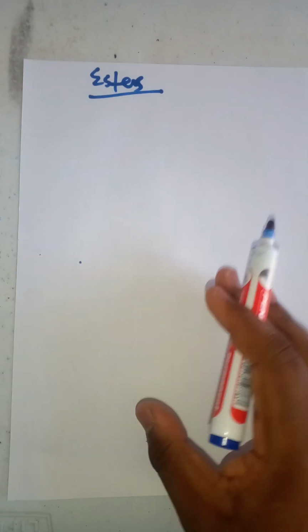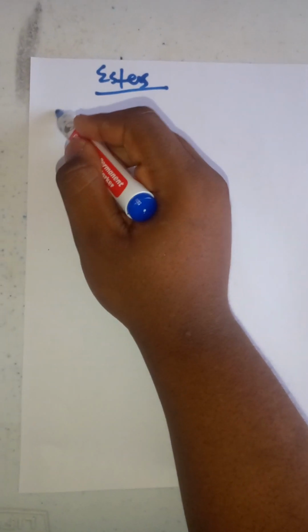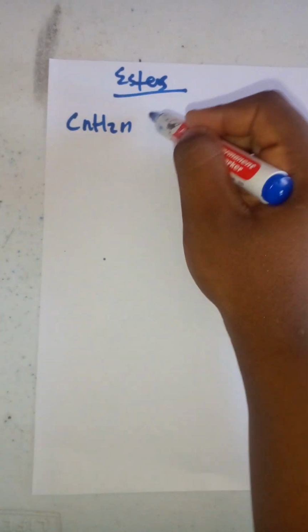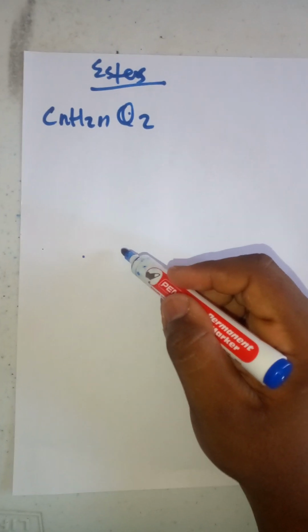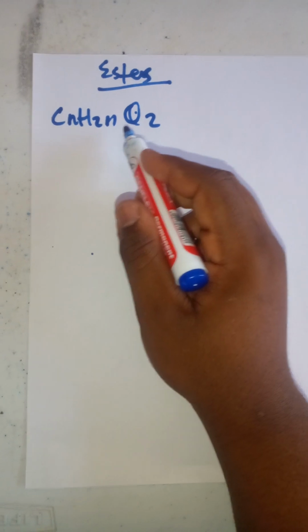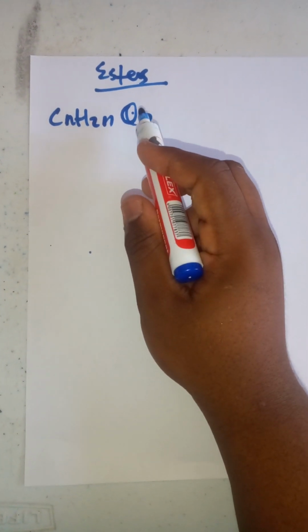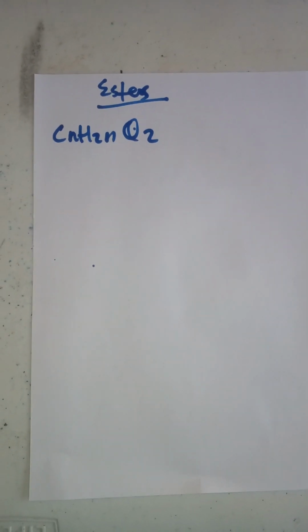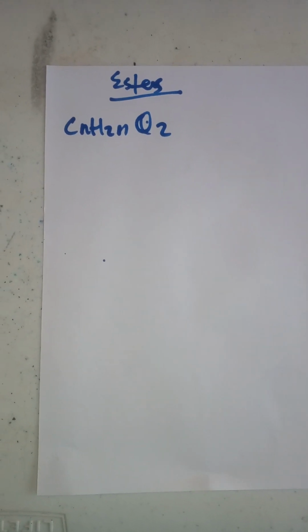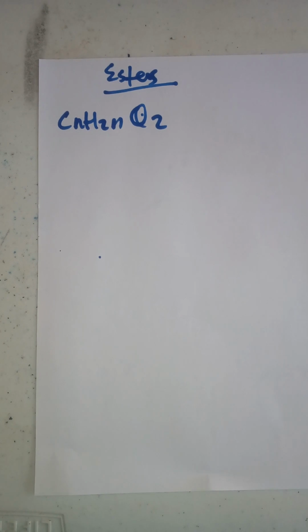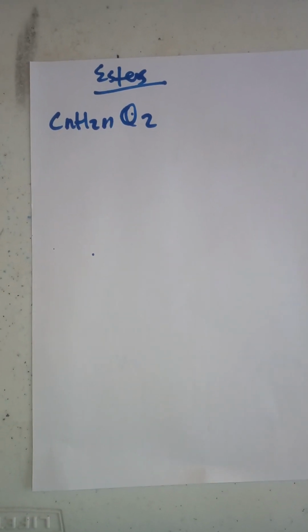So, now today we'll be doing esters. Esters have a general formula which is CnH2n then O2. That is their general formula. So now there is the functional group of esters. I hope you know what the functional group is because I told you in the first video of organic chemistry introduction. It is a bond or atom that determines the physical and chemical properties of a molecule.